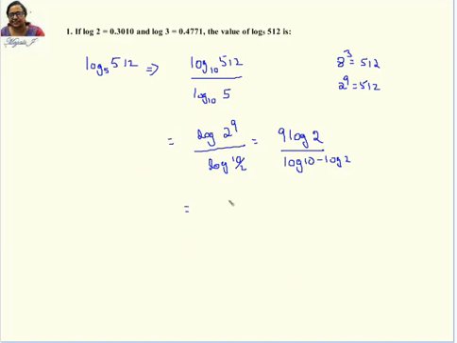And then, yeah, one of you answer please. Here the 9 will come as such. Log 2 we have to replace. We can replace the value here. What's the value of log 2?